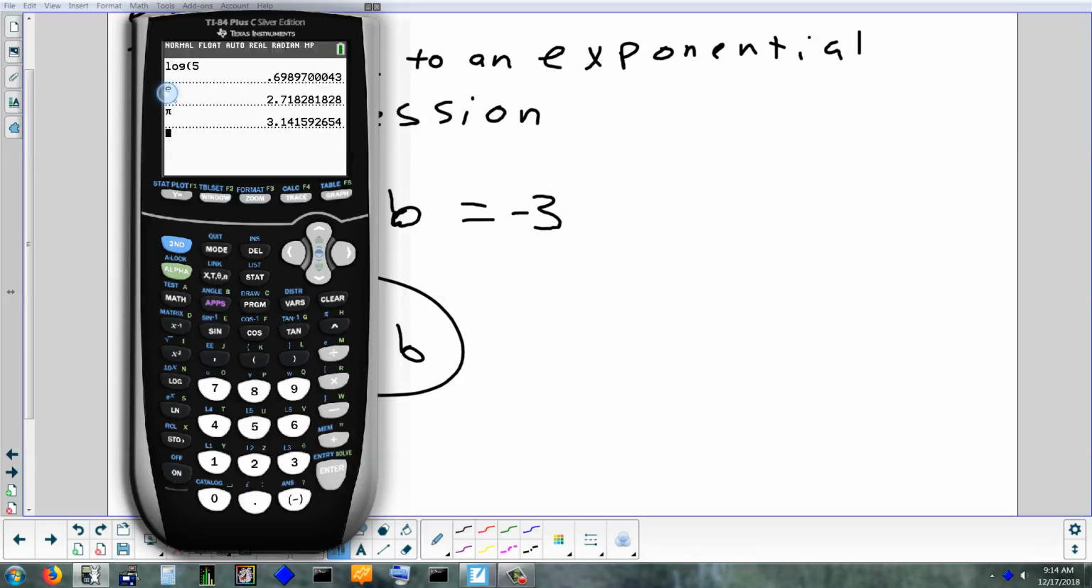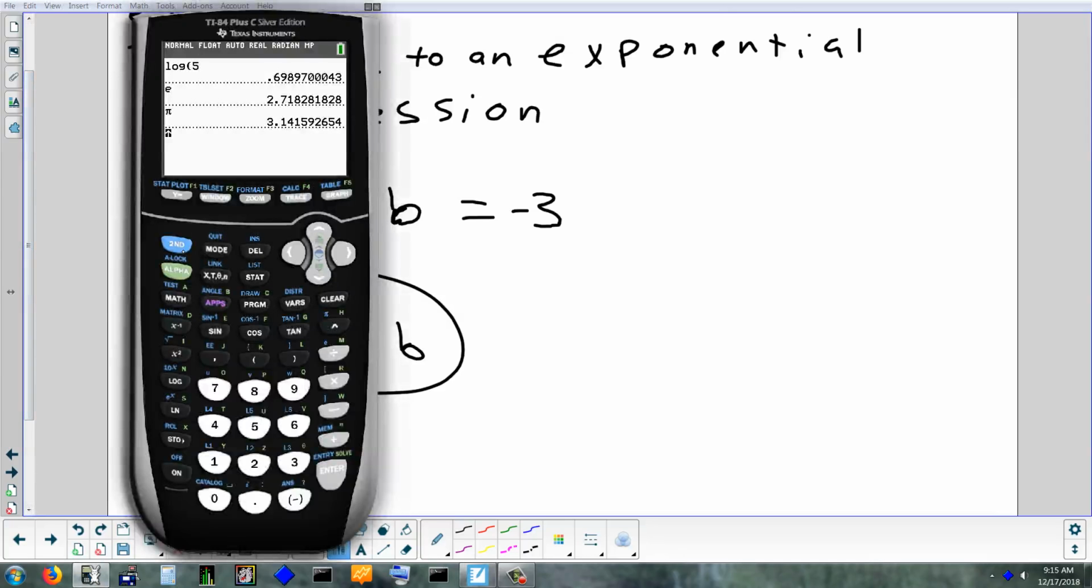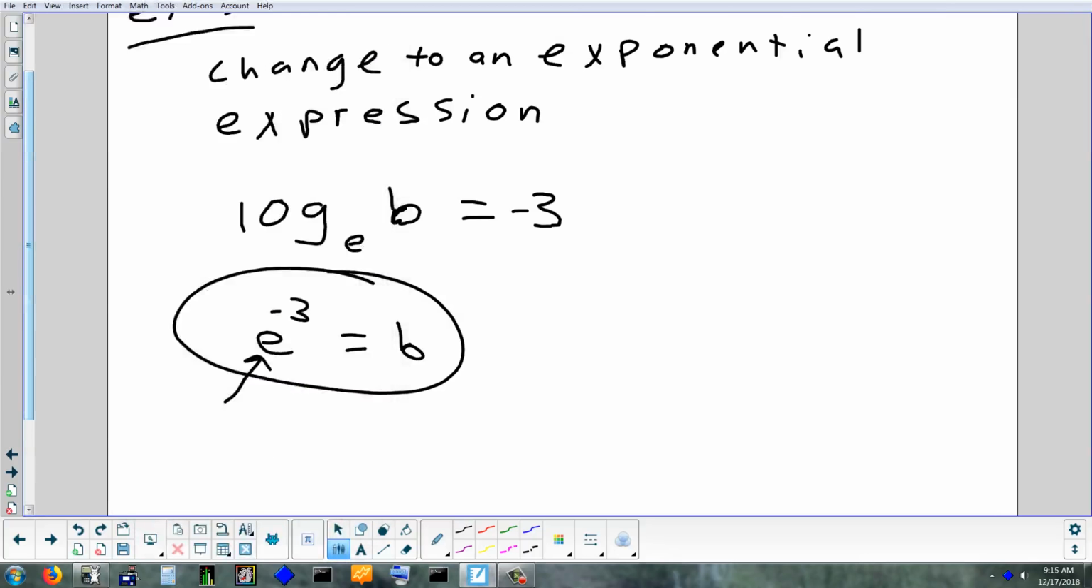Well, E isn't just a random letter. It also stands for something. We don't use E as much, so people aren't as familiar with it. But where you use it is when you do logs. So this is actually a problem. If I wanted the answer, I could do E to the negative third power and get the answer, 0.05. So the answer for B in this case is 0.05. They didn't ask us to do that, so I'm not going to write it down. But I just wanted to show you E's something special.